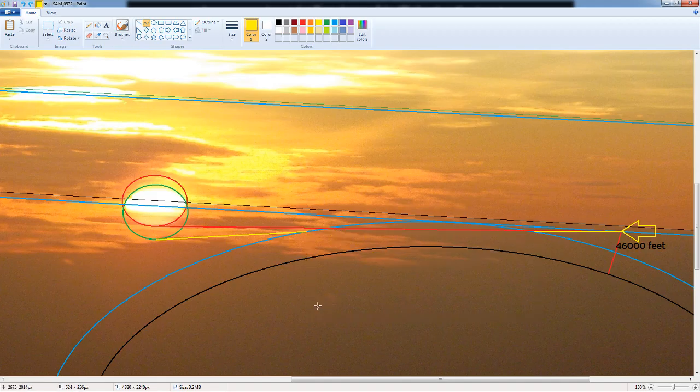Ooh, that's not good. Anyways, you get the idea. So this is the actual path of light in yellow. And this red line is the false path of light. This is what I think I'm looking at, and this is where the sun actually is. This is where the sun appears to be, but this is where it actually is in this case.